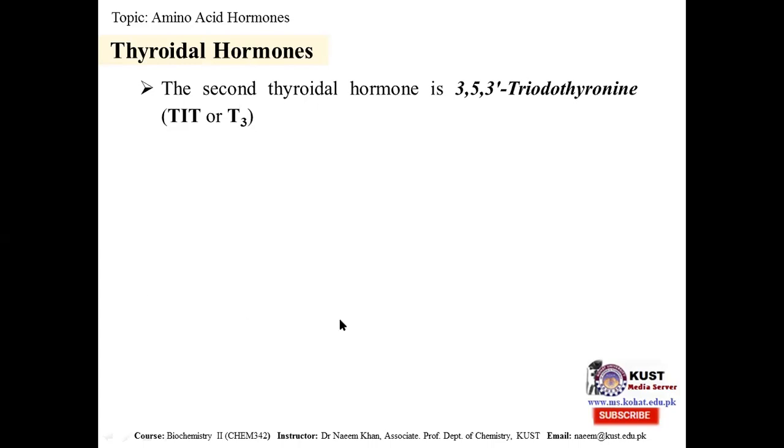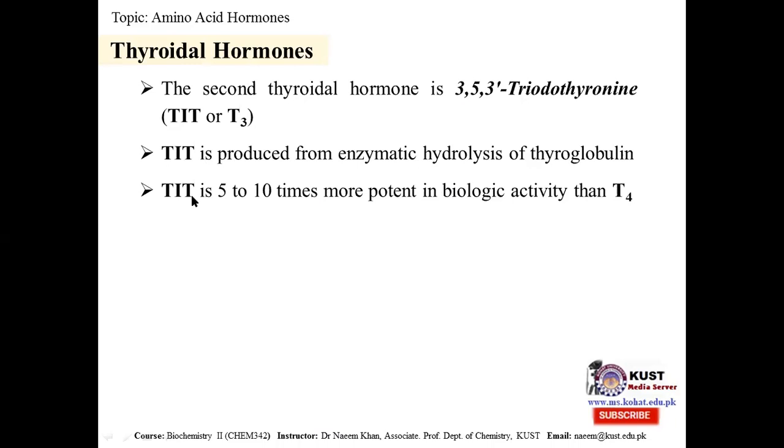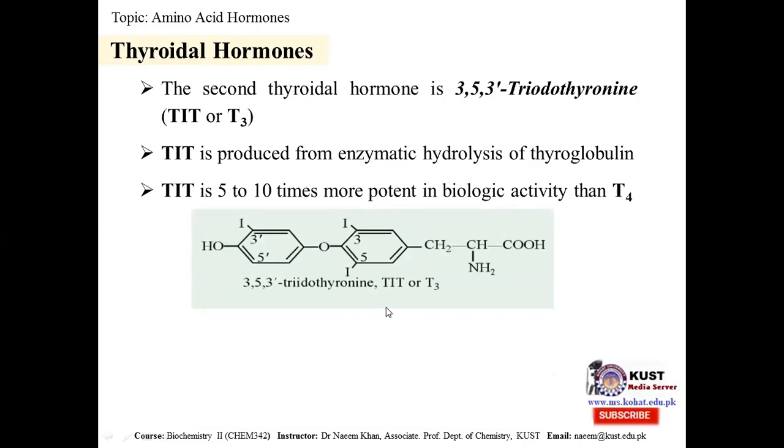The second thyroidal hormone, along with the tetraiodo one, is triiodothyronine, that is T3. This is 3,5,3'-triiodothyronine, another one. Triiodothyronine is produced from enzymatic hydrolysis of thyroglobulin. And T3 is actually 5 to 10 times more potent in biologic activity than T4. This is its uniqueness. In the structure, we can see the same structure; the only difference is that at the fifth position we have no iodine.